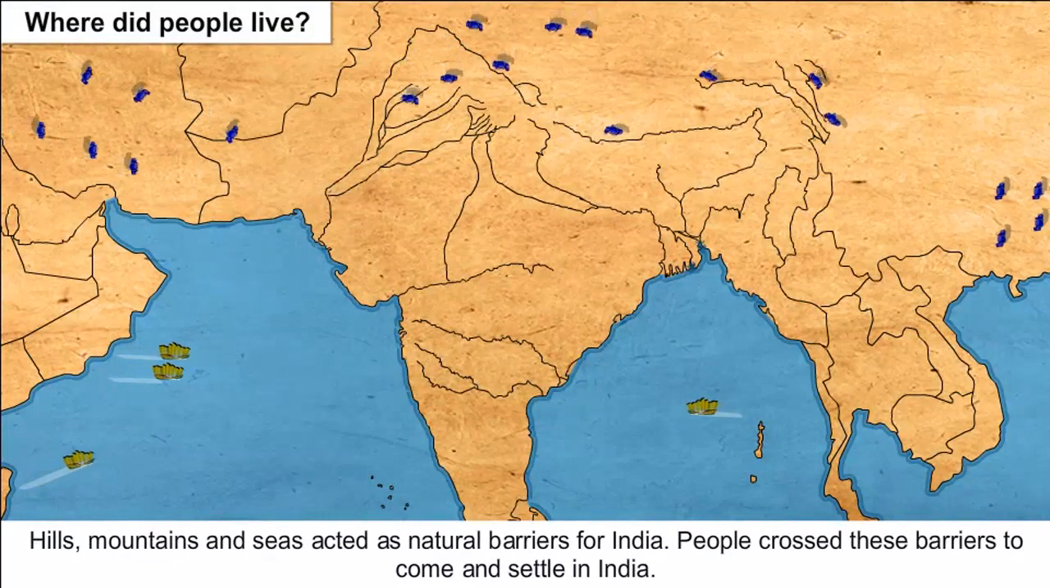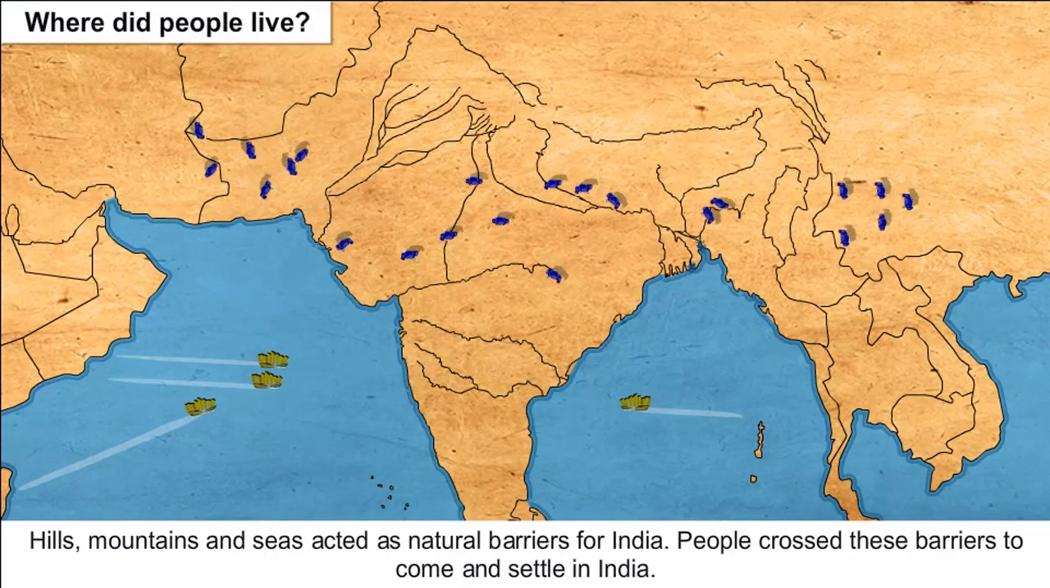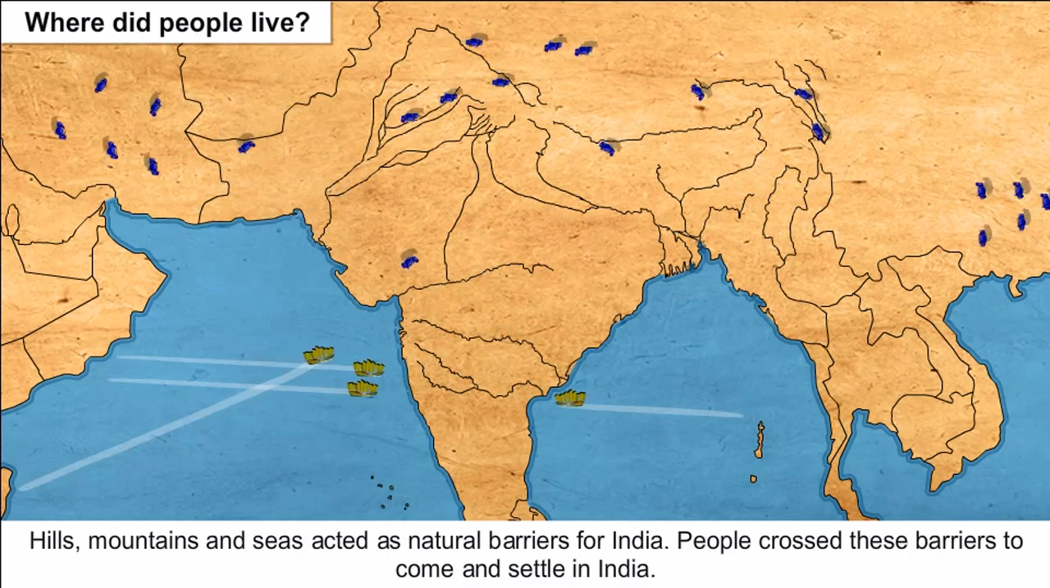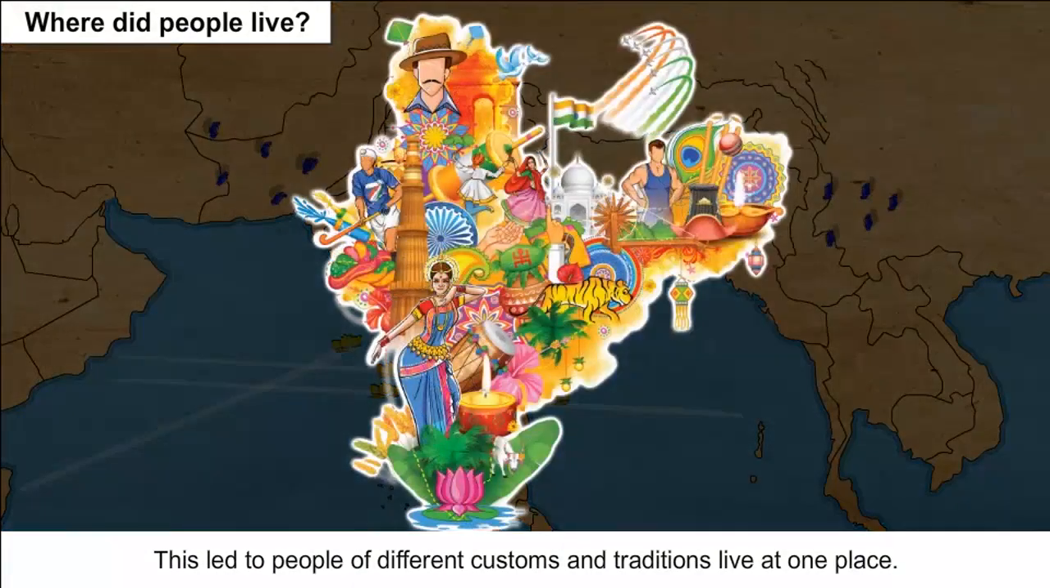Hills, mountains, and seas acted as natural barriers for India. People crossed these barriers to come and settle in India. This led to people of different customs and traditions living at one place.